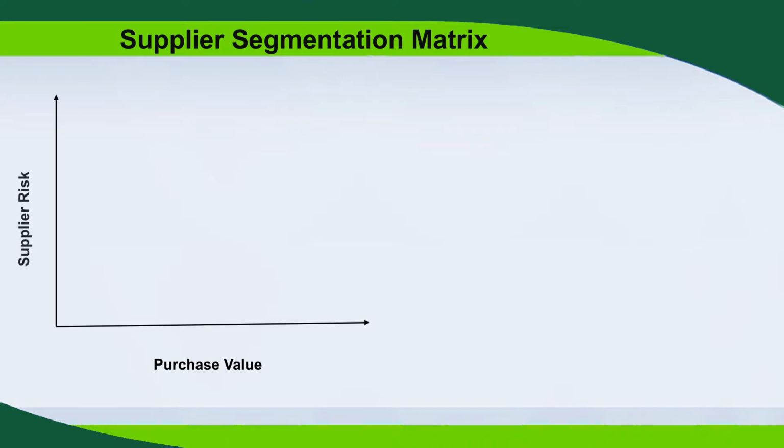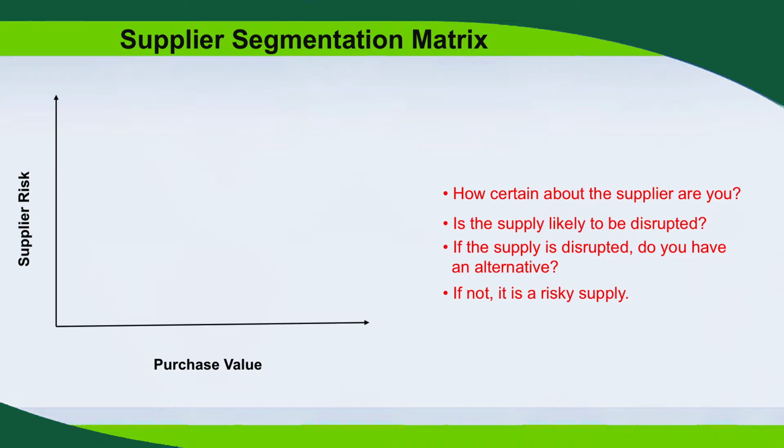Now, this particular matrix has two axes. The horizontal axis talks about the value of your purchase, and the vertical axis talks about the supplier risk, meaning how certain about the supply are you? Is the supply likely to be disrupted? If the supply is disrupted, do you have an alternative? If not, it is a risky supply.